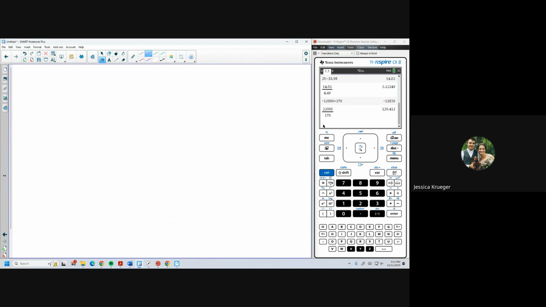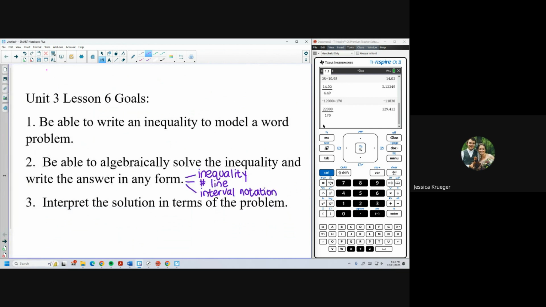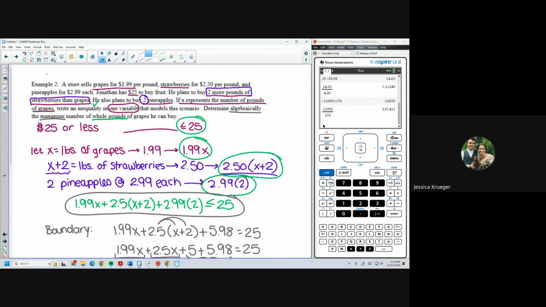Okay. So our goal in this video again was to be able to write an inequality to model a real world problem, be able to solve it and write the answer in any form and interpret the solution in terms of the problem. And we did that in pretty much every single problem in here. So it's going to be important that you read carefully, that you organize your work. There are some problems in the remainder of the packet that you can work on. Have me check them periodically as you're working.